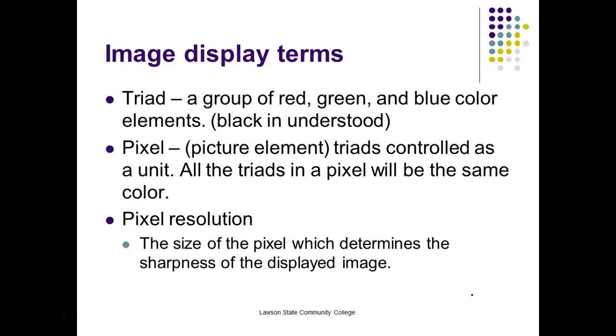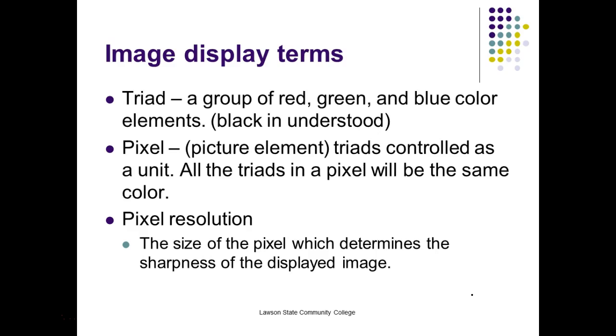A triad is a group of red, green, and blue colors, and it's on a black background. So basically, to display colors, we got 4 colors we use: red, green, blue, and black. But black is the background, right? You understand that? This makes sense? So a pixel is a picture element. It consists of what we call a triad, which is a group of red, green, and blue on a black background.